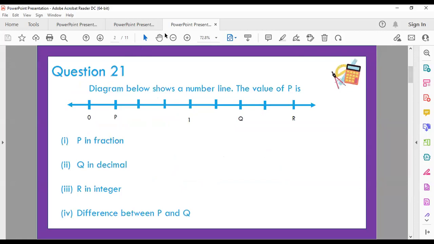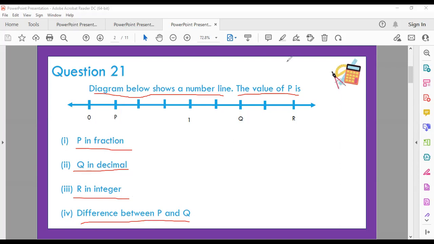All right. So guys, look carefully. Before you solve, read the instruction carefully. Diagram below shows a number line. The value of P, but they want P in fraction. They also want Q in decimal. They want R in integer. And they want the difference between P and Q. So everything depends on this number line.